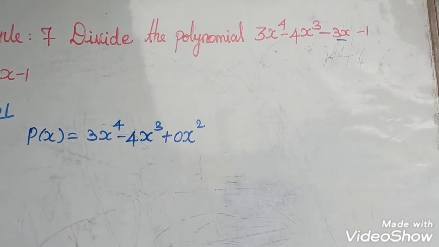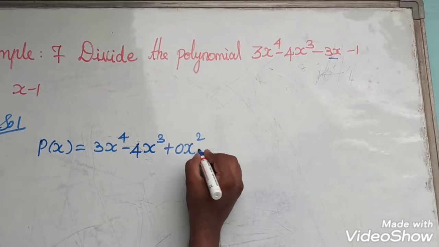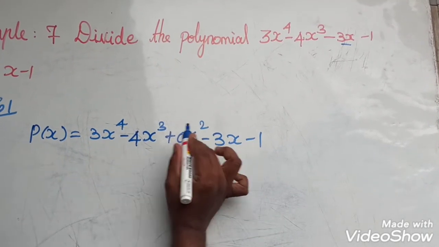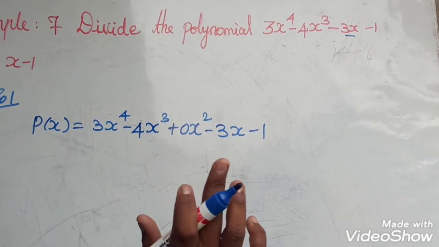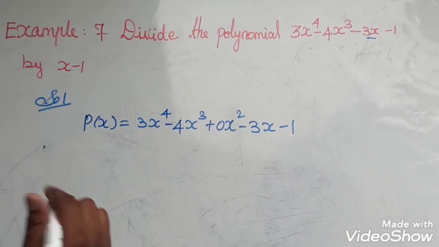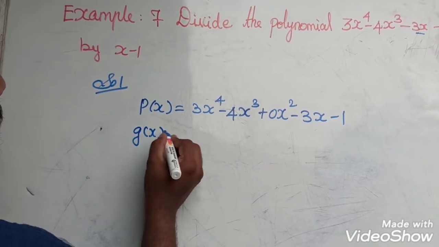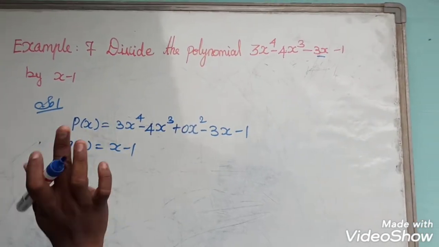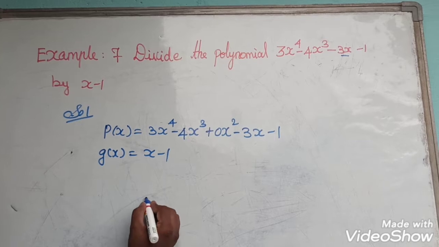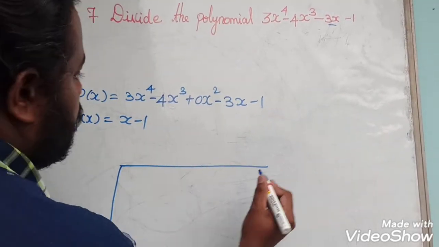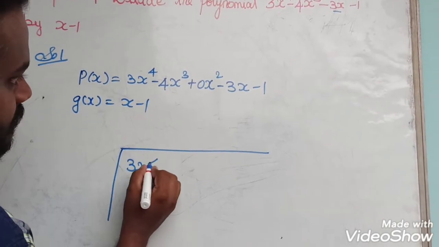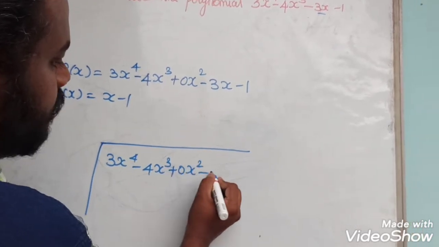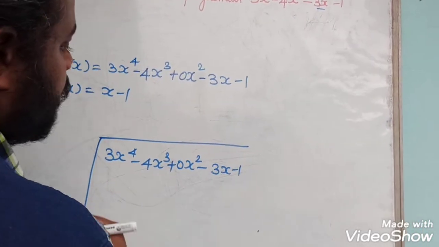From the first time onwards you have to arrange everything. So minus 3x minus 1. Now you see all the exponents are there: 1, 2, 3, 4. There is no confusion at all while you divide. So here g of x equal to x minus 1. There is only one exponent, so there is no problem at all. So now the same method, directly: 3x power 4 minus 4x cube plus 0x square minus 3x minus 1.